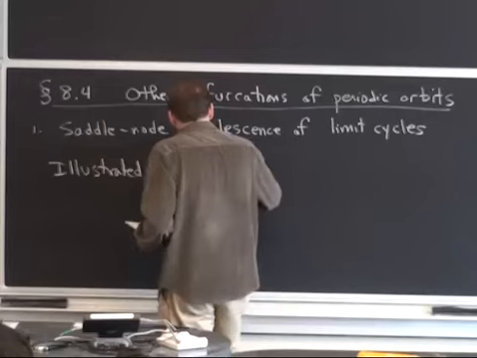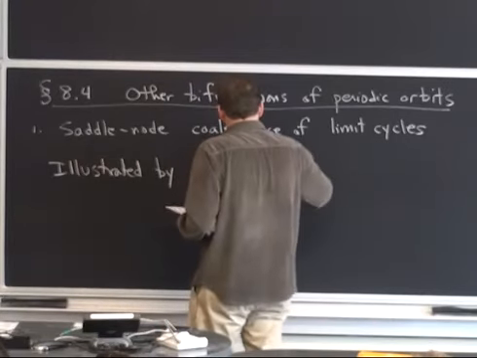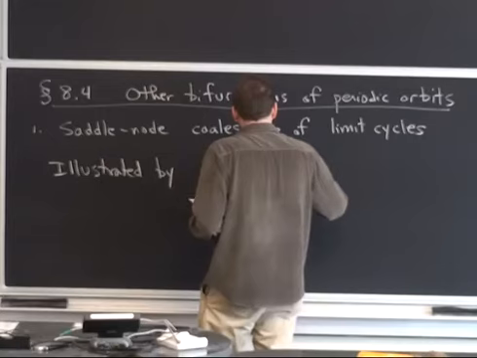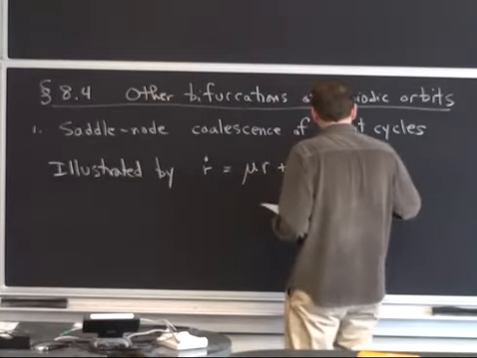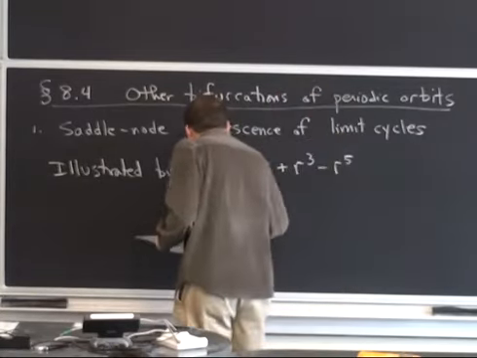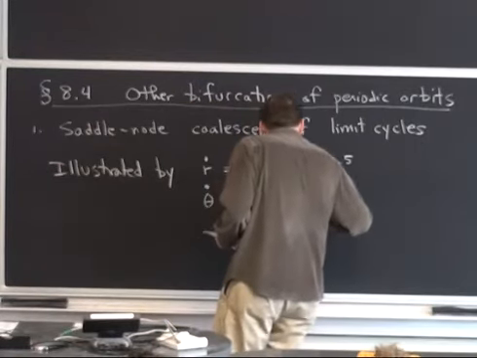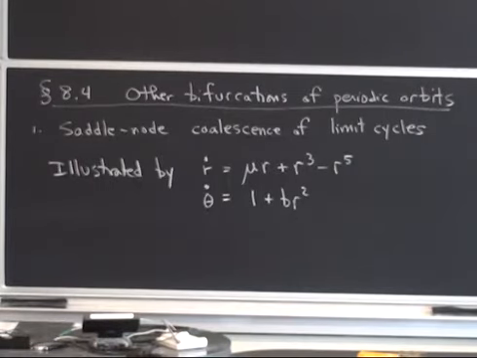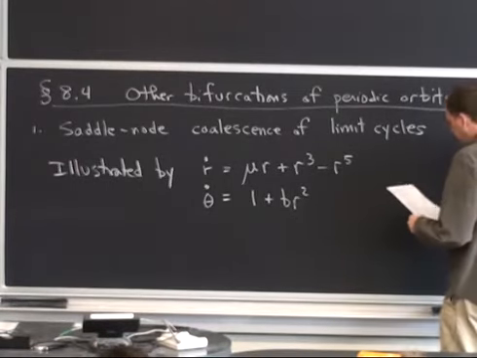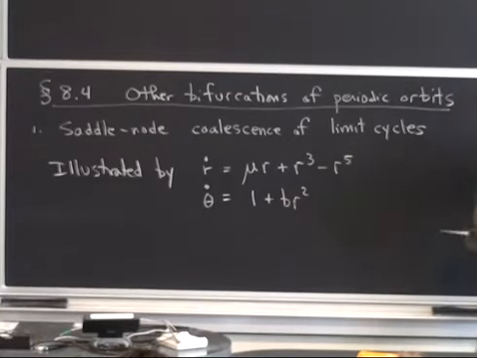So we could write it as r dot is, let's say with a control parameter mu, mu r plus r cubed minus r to the fifth, and theta dot is 1 plus a constant b times r squared. So this system, you may remember, had a bifurcation diagram, where if we just look at the r equation, that's a one-dimensional system that decouples.